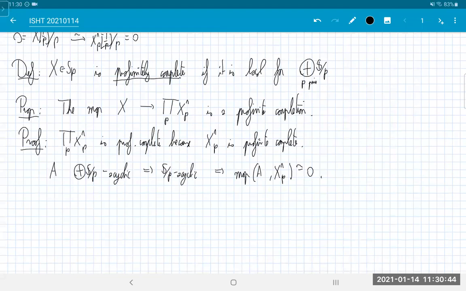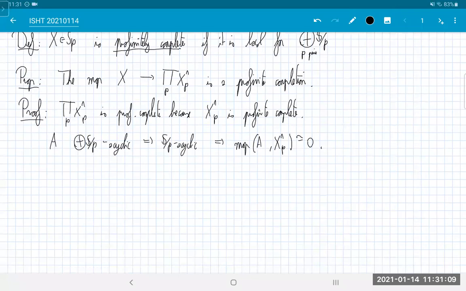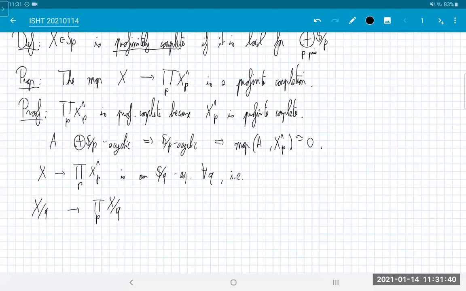And now you just need to check that this map is an equivalence. Now we're going to use the criterion that I mentioned earlier. We need to show that this map is an S mod q equivalence for every q. That's the same thing as being an equivalence for the direct sum, i.e. that this map from X mod q to the product over p. Well, okay, the product is an exact functor, so I can bring it inside, is an equivalence.